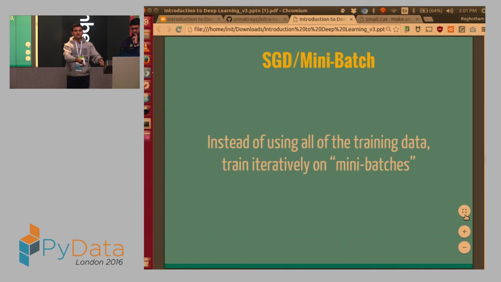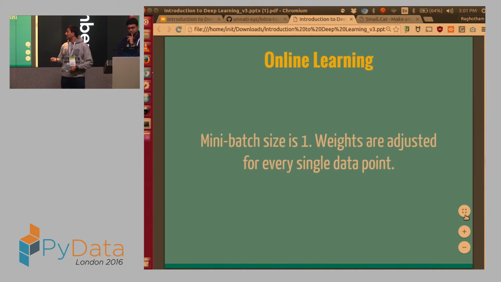So I take the first 64 set of data. I do a gradient descent. I take the next 64, again do a gradient descent. So this is called stochastic gradient descent or mini batch. And when the batch size is 1, it is called online learning.